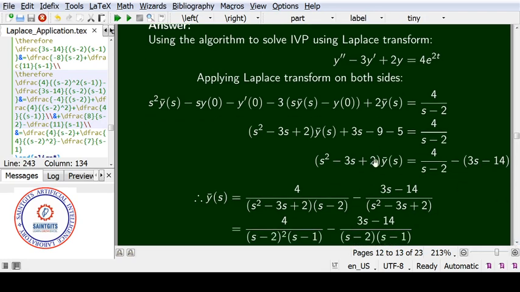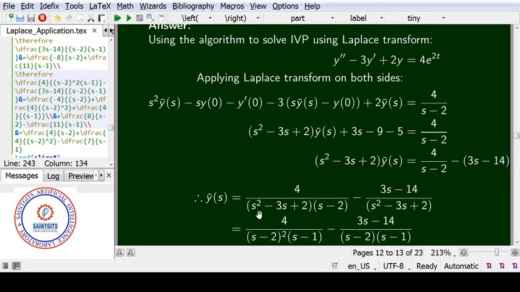This is our subsidiary equation. Now the next step is to solve for y bar of s. That means we make y bar of s the subject on the left side and put all other terms on the right side. So y bar of s equals the entire right side divided by s square minus 3s plus 2.